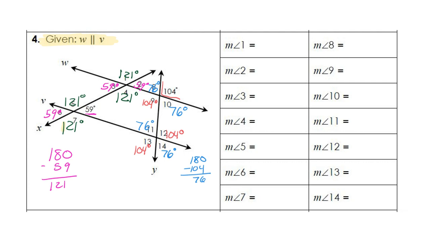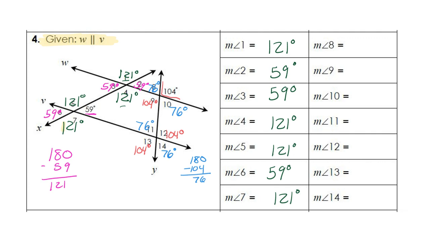So angle 1 is right here. It is 121 degrees. Angle 2, I said, was 59 degrees. Angle 3, I said, was 59 degrees. Angle 4, which is right here, is 121 degrees. Angle 5 is also 121 degrees. Angle 6, 59 degrees. 7, 121.